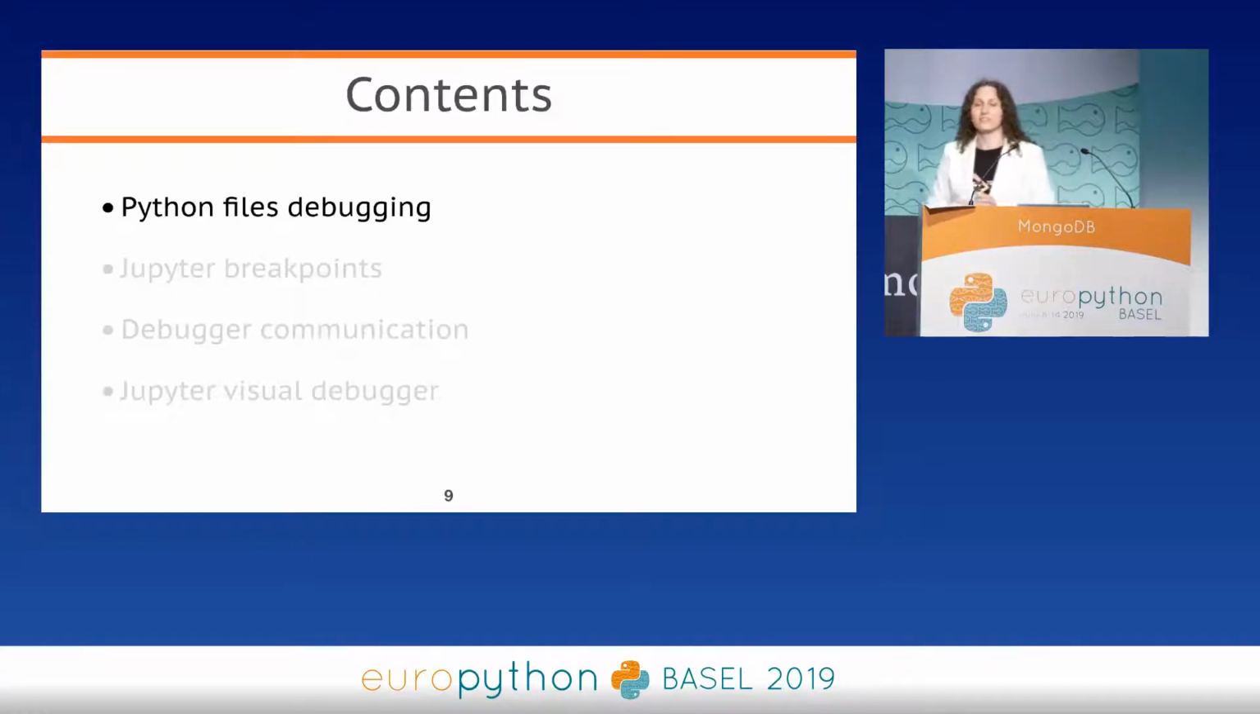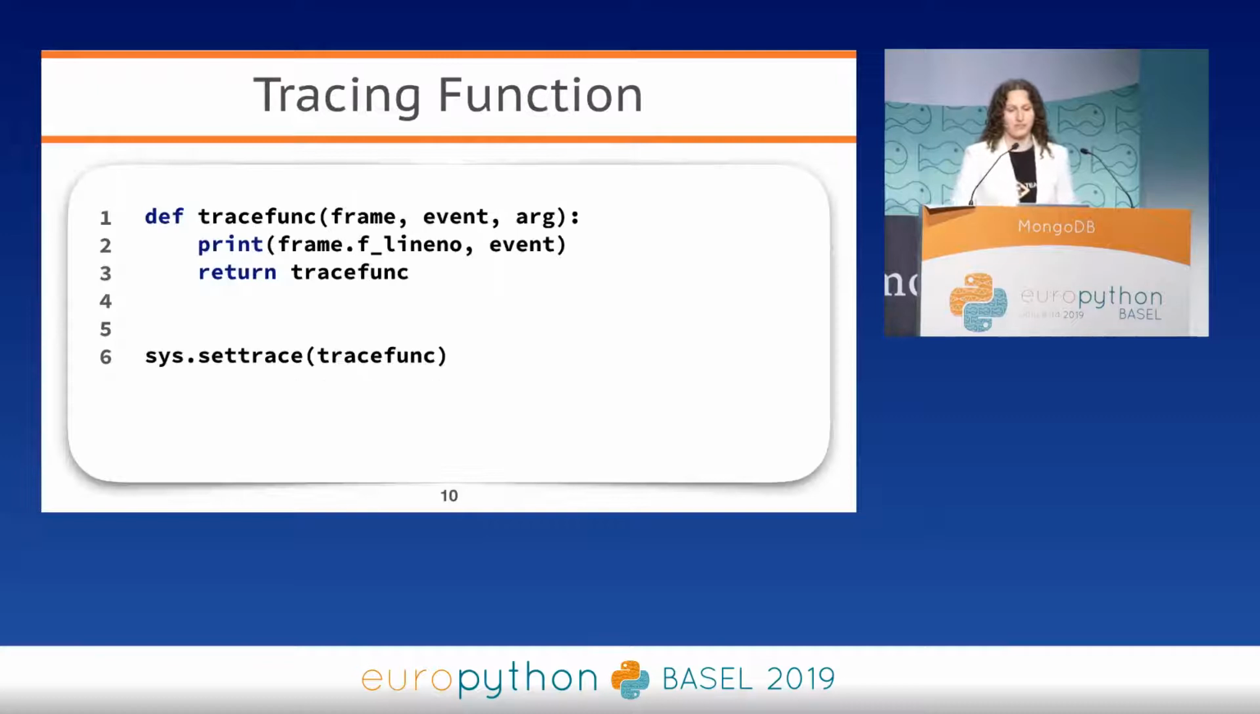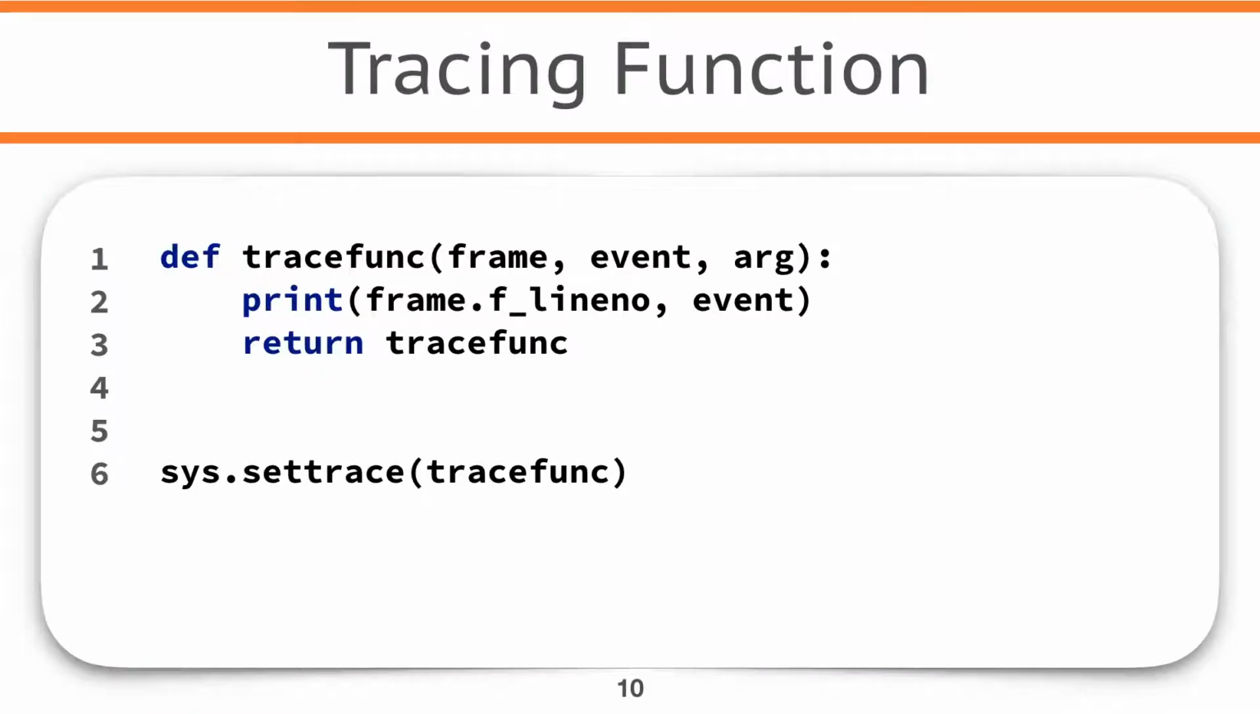As I've already said, usual Python files and Jupyter Notebooks have at least one thing in common. Both of them contain Python source code. Debuggers for Python already exist, so let's learn how they work and which parts we can reuse to build our Jupyter debugger. Most Python debuggers are based on a built-in tracing function, which allows you to monitor program execution. So you can define your custom tracing function, pass it to the setTrace function in the sys module, and it will report to you all the events happening in your program.